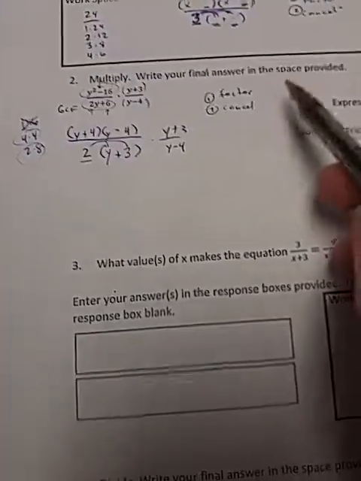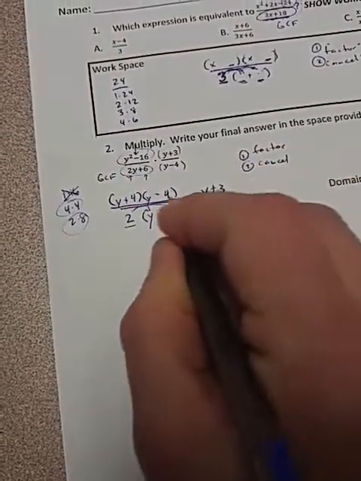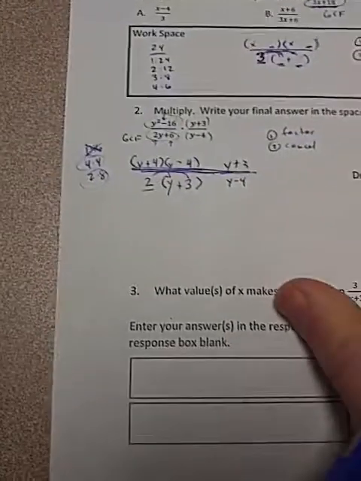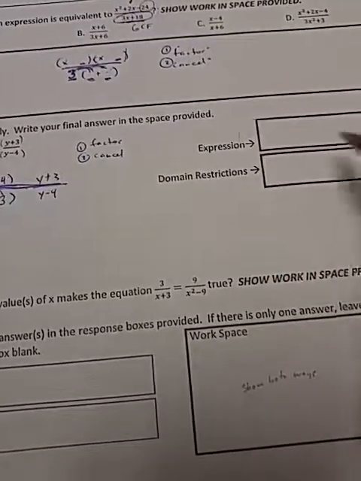So remember, the steps are factor and then cancel. So we have it all factored now. You can put this as one fraction. So all you need to do from here is cancel and write your answer down for the expression.